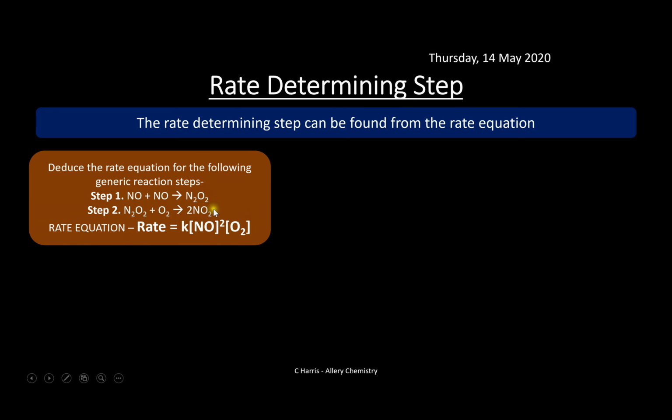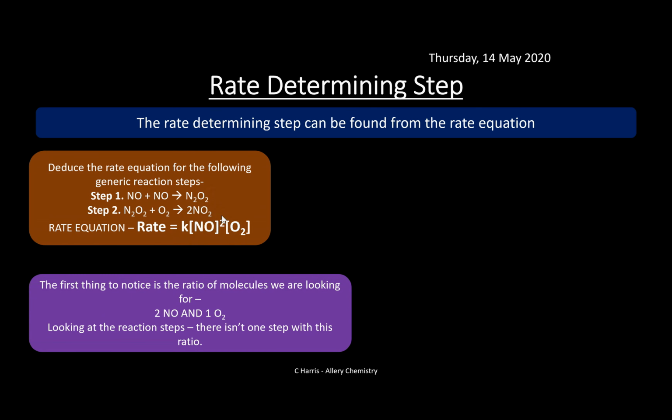So you can see here, this is the overall rate equation that we've been given. But notice we don't know which one is fast and which one's slow. We have to identify that. So the first thing you'll notice is the ratio of molecules we are looking for. So we're looking for 2 NO and 1 O2, because the rate equation must be NO squared and O2. So we need to look at the reaction steps and try and look for a step which has 2 lots of NO and an O2. Well, none of them do. None of them have this exact ratio.